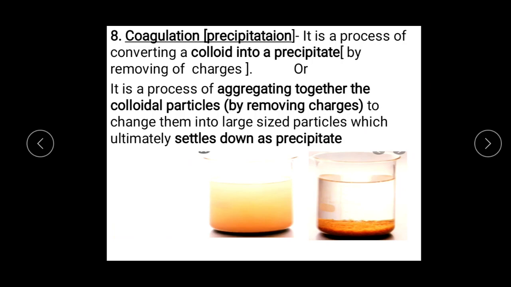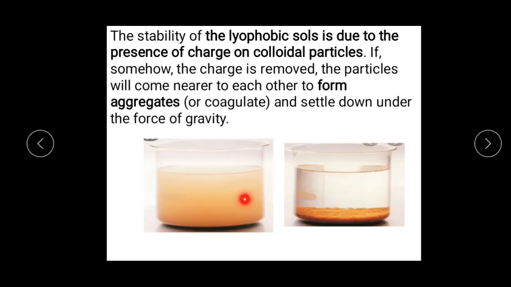Now we have the next property, coagulation or precipitation. Hope you all remember the definition of peptization. Peptization was the process of converting a precipitate into a colloid. And coagulation is the opposite: we are converting colloid into precipitate. So you should keep in your mind the difference. Coagulation is conversion of colloid into precipitate, and peptization is converting precipitate into a colloid. Okay, and how can we coagulate a colloid? It can be done by removing the charges. So you can see here coagulation of a colloid by removing of charges, and the particles settle down.